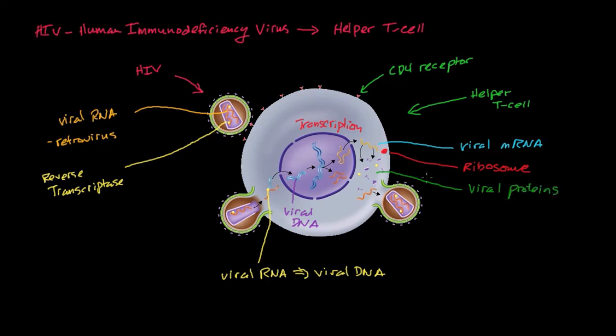And those viral proteins will be assembled into a new HIV virus. And when a new HIV virus or the insides of an HIV virus are created, then it buds off, ready to infect another helper T cell. So this here is a new HIV that buds.